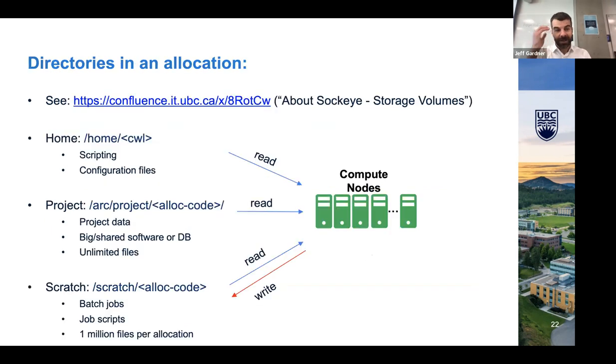So back to your directories in an allocation. We have your home. This is where you land when you log into Sockeye. This is your space. No one has access to that except you. We can access that if you give us permission, if we're helping you troubleshoot something, but only you have access to that. Your project spaces and your scratch space are shared between your research team. So if you put data there, unless you change the permissions, that's accessible by everyone within your team.